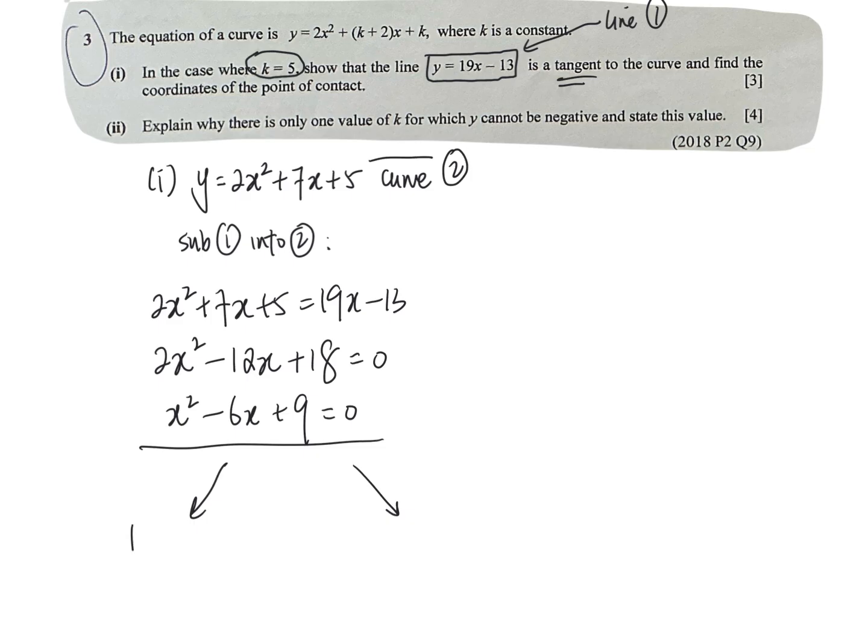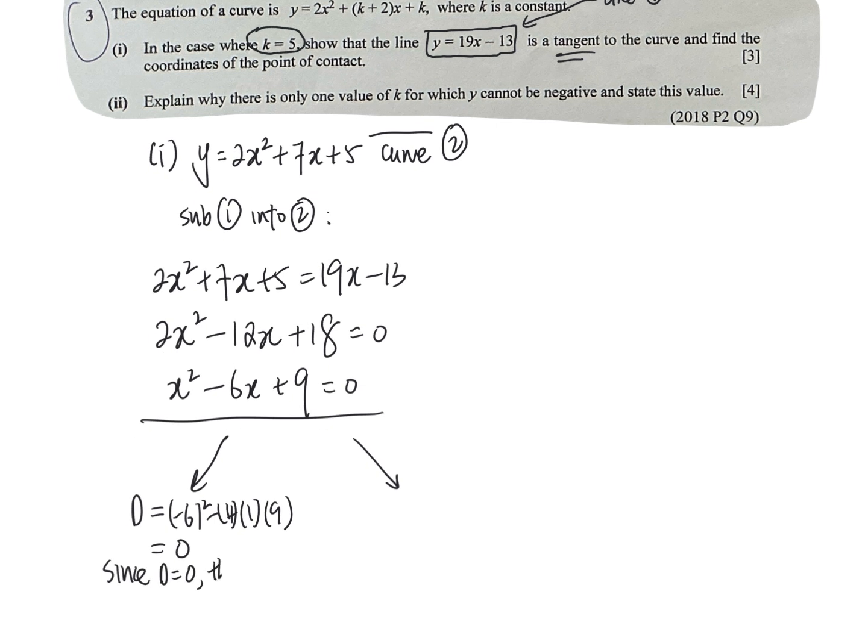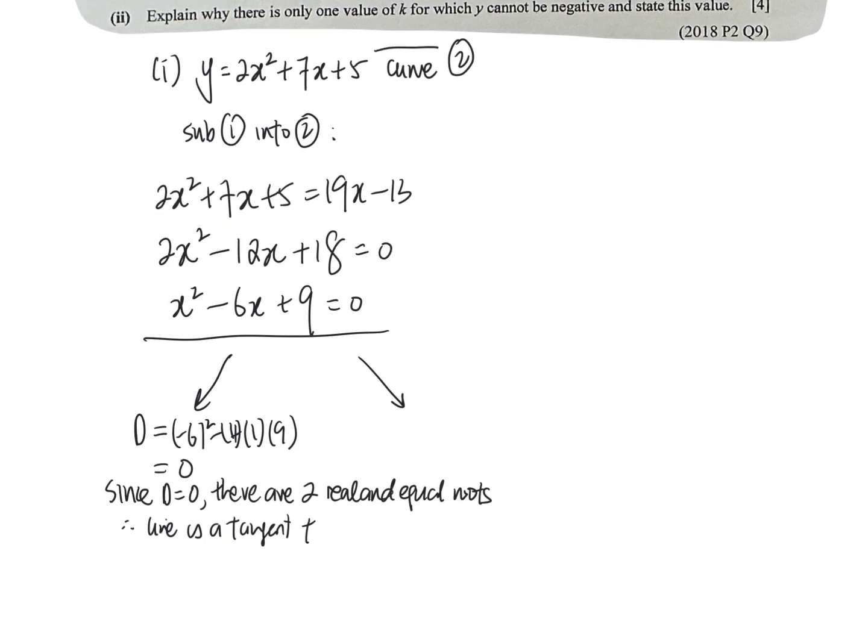So you can find the discriminant for me, which is b squared minus 4ac. So get 0, right? So since D is 0, there are two real and equal roots. Therefore, the line is a tangent to the curve. So this is one way.